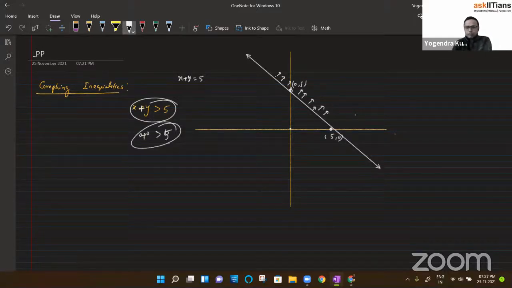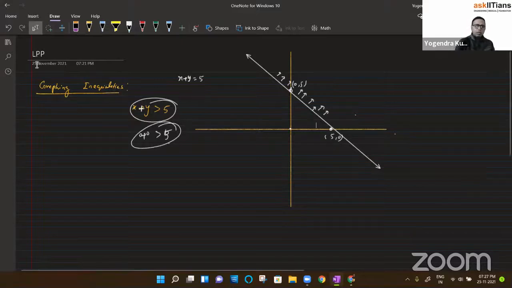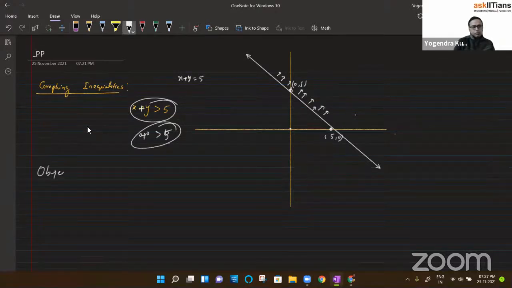Now after that, to understand LPP, what is the first thing we have? We need to have something called an objective function. Everyone knows that. What is our objective? In terms of variables x and y, we'll have an objective function which we write something like this: Z equals some constant a x plus b y. So this is how we'll represent the objective.